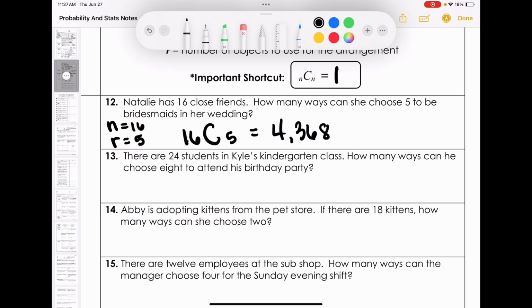All right, 13, there are 24 students in Kyle's kindergarten class. How many ways can he choose 8 to attend his birthday party? So there's 24 total in the class, but he only wants to choose 8. So I'd have 24C8. And when I type that in, that gives me 735,471.